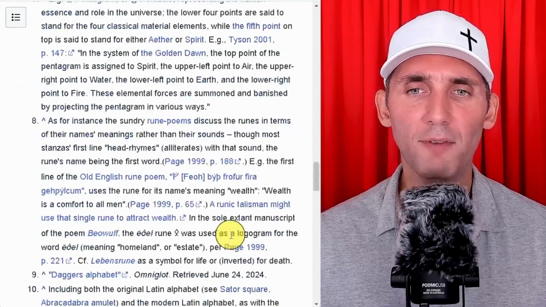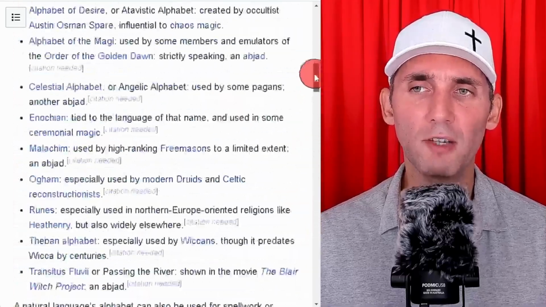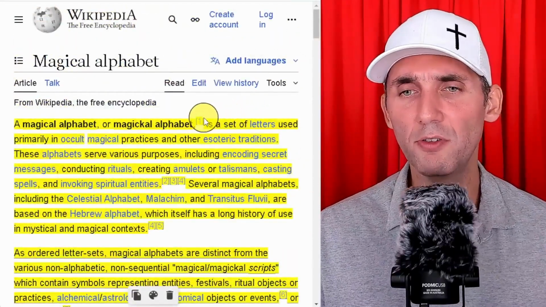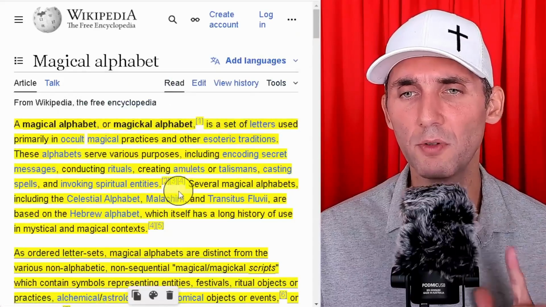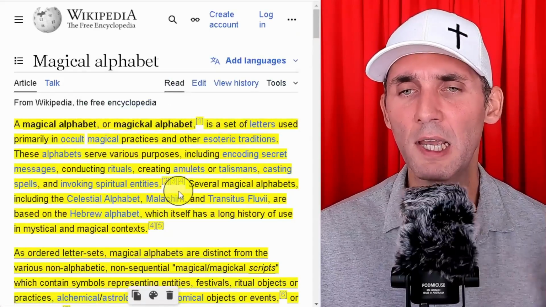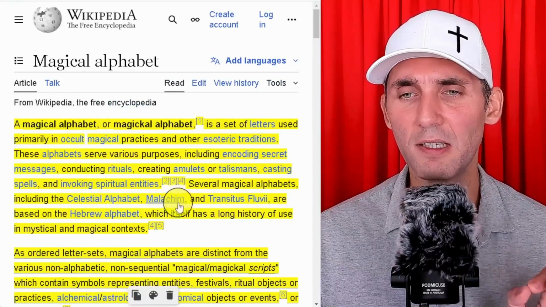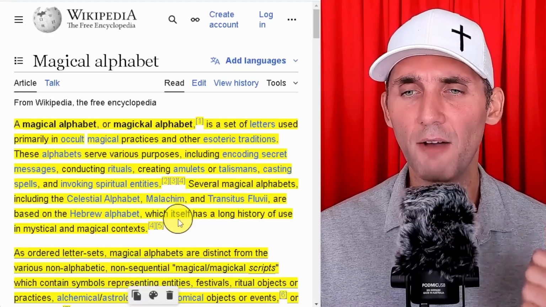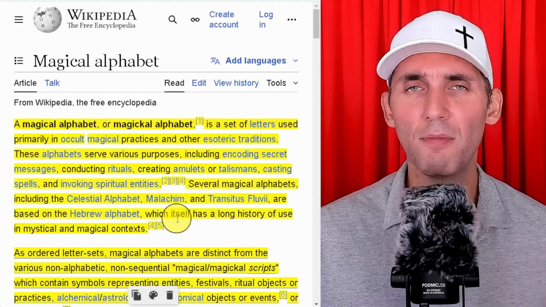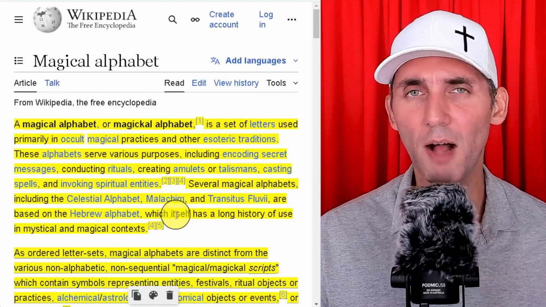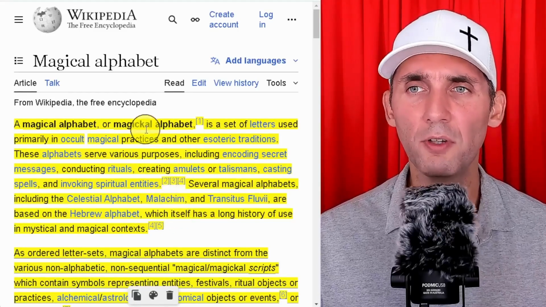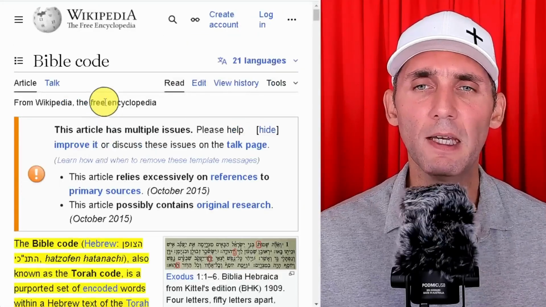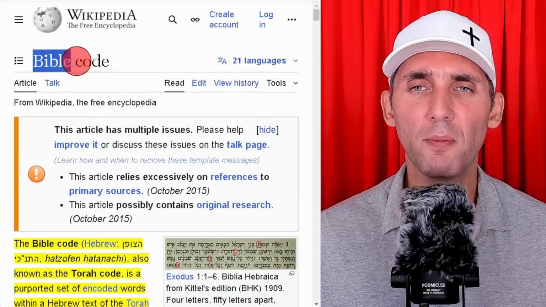So magical alphabets have certain characteristics or qualities that define them as a magical alphabet. They're used to convey secret knowledge, to conduct rituals, to create amulets or talismans, cast spells, invoke various entities, and so on and so forth. We already know that several other magical alphabets like celestial alphabet, Malachim, Transitus Fluvi, and so on, are based on the quote-unquote Hebrew alphabet. You'll see people in the occult using the quote-unquote Hebrew alphabet. So it's very interesting. Here's one for all the gematria folks, the Bible Code.